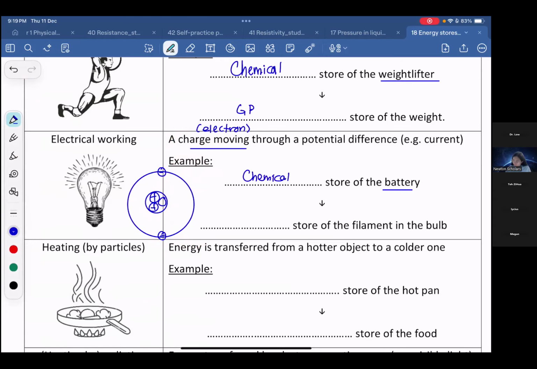Okay, then the filament in the bulb, what do you think? What energy is stored inside the filament? Filament got what energy store? This is the filament inside here. This one is called filament.